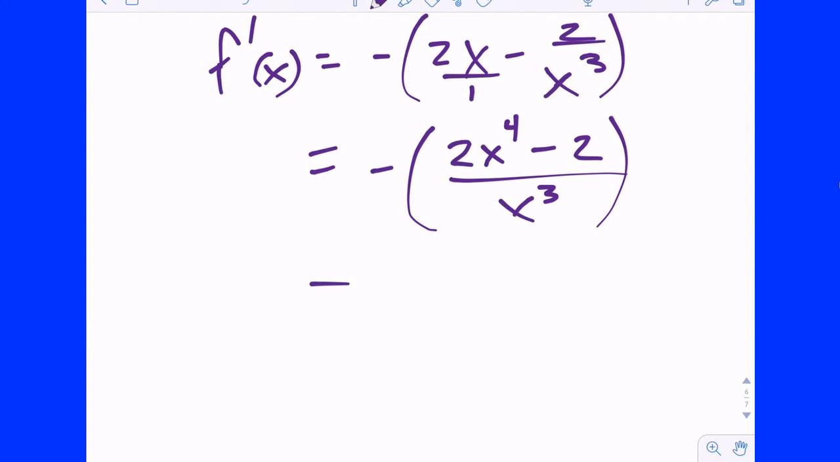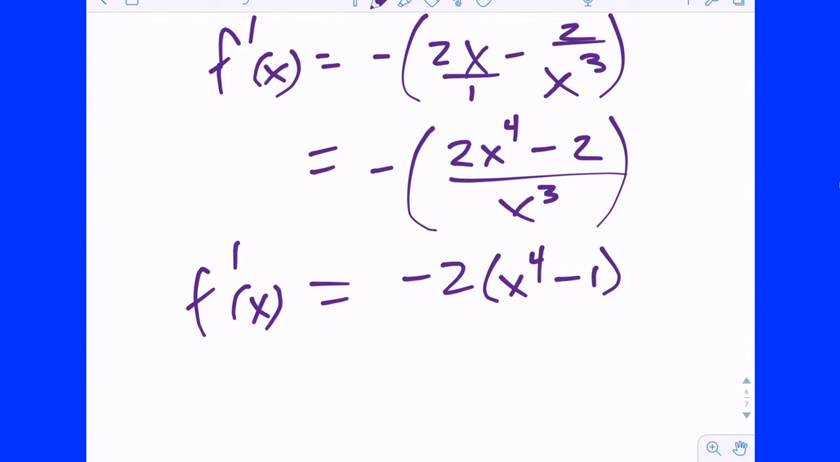And we're almost ready to go. I'm going to say that's f prime of x equals, I'm going to factor out a 2 and call it negative 2 times x to the 4th minus 1 all over x cubed. Now we could still factor the top a little bit more. I kept the negative that was already here, and I just factored out a positive 2. You could, and then it would be 1 minus x to the 4th, and that negative out front would be gone. Do you want to do that? It doesn't matter to me either, as long as it's correct.